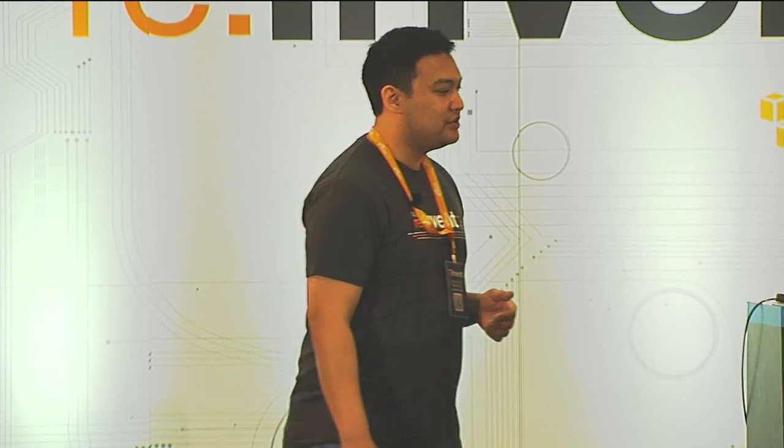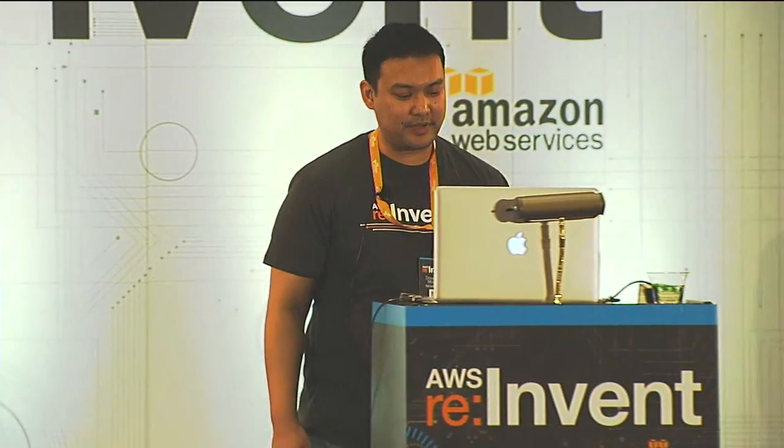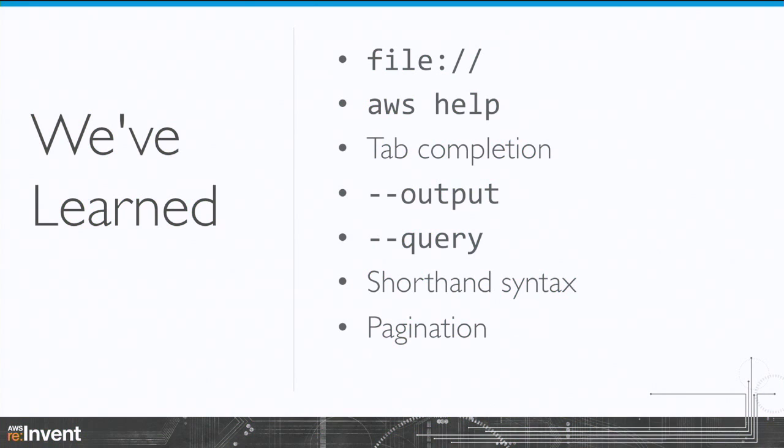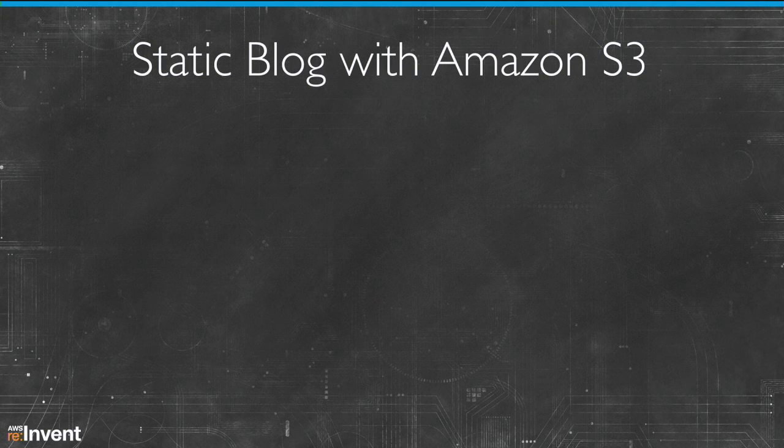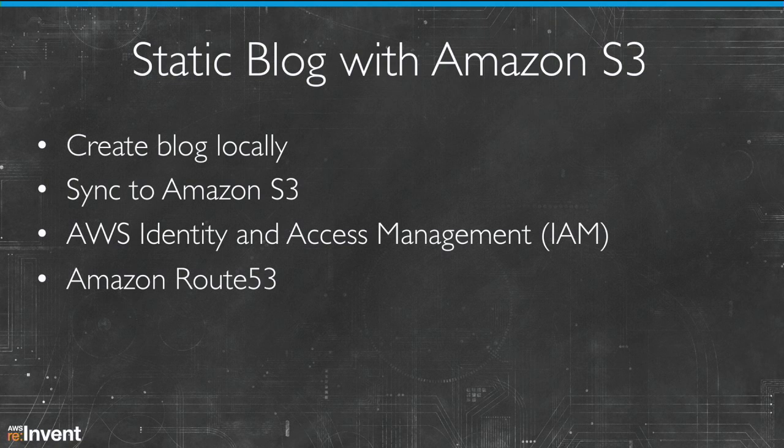So I want to switch gears here and talk about setting up a static blog with Amazon S3. And so we'll just use some of the features we just looked at to accomplish this task. And the basic steps here, we're going to create the blog locally, sync it to Amazon S3, use AWS Identity and Access Management to restrict access for a user to just push content to this blog, and then look at using Amazon Route 53 to set up a DNS name for this blog.